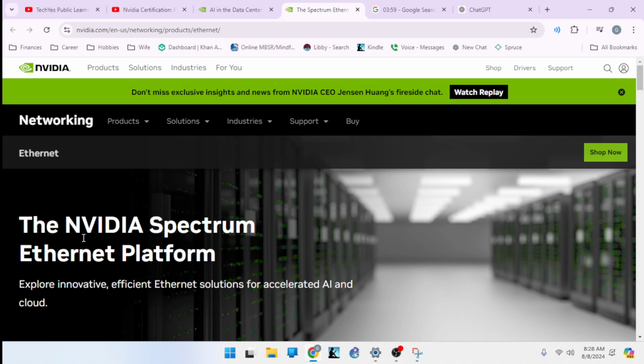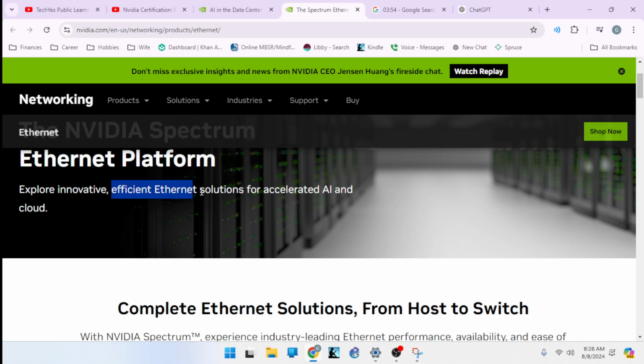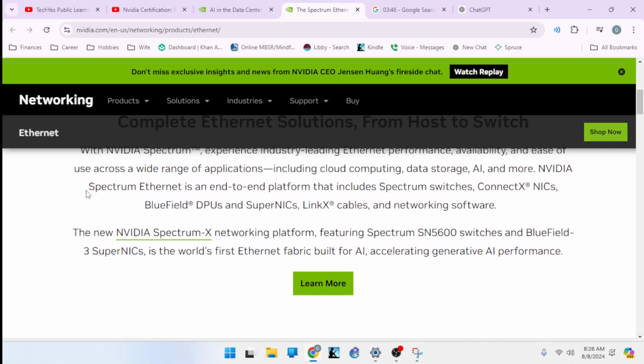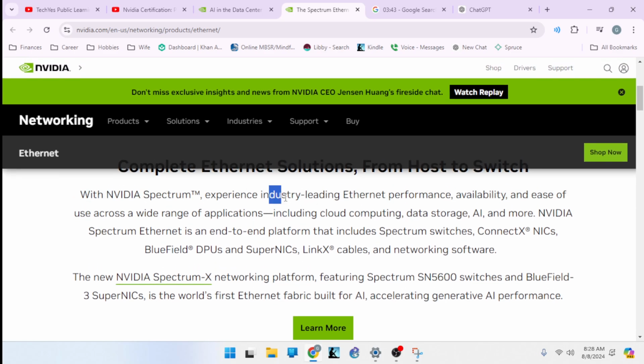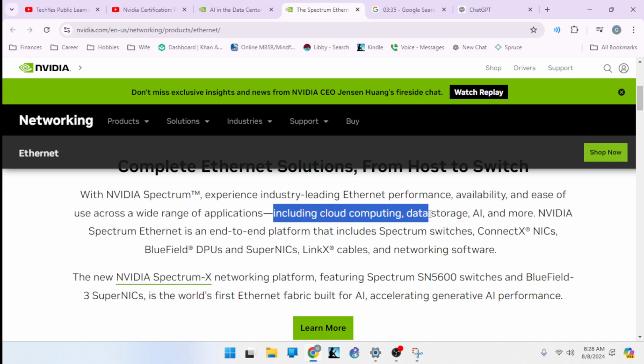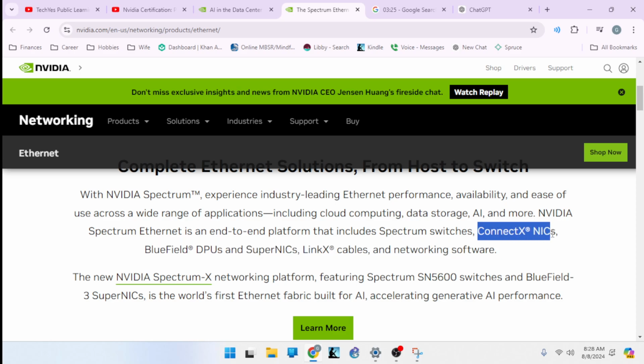All right, so this is the Nvidia Spectrum Ethernet platform. Explore innovative, efficient Ethernet solutions for accelerated AI and cloud. Complete Ethernet solutions from host to switch. With Nvidia Spectrum, experience industry-leading Ethernet performance, availability, and ease of use across a wide range of applications, including cloud computing, data storage, AI, and more. Nvidia Spectrum Ethernet is an end-to-end platform that includes Spectrum switches, ConnectX network interface cards, NICs, BlueField DPUs.